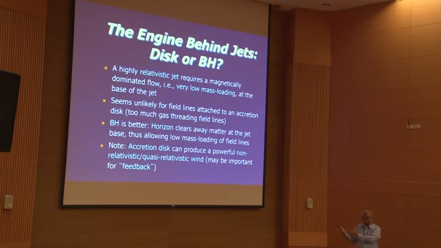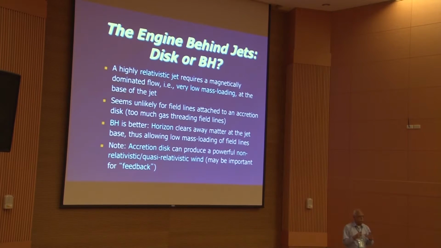Here is one big question that everybody keeps asking about. What is the engine behind the jets that come out in these AGN? The powerful relativistic jets. I'm going to look at only those. Is it coming from the disk, or is it really coming from the black hole? Is the black hole just a central potential that's keeping the disk rotating and the disk is doing all the work, or is the black hole playing an essential role?